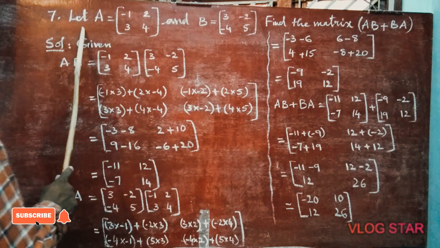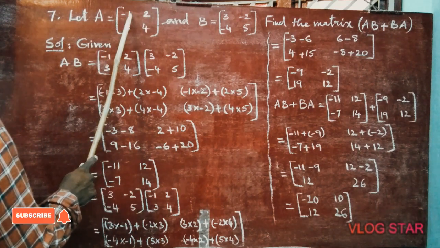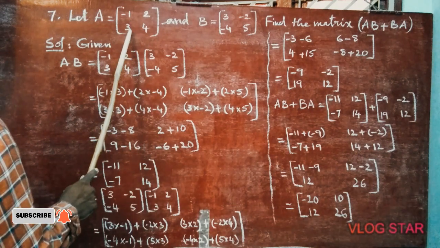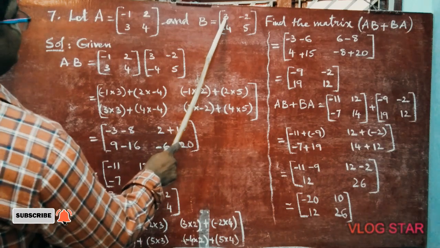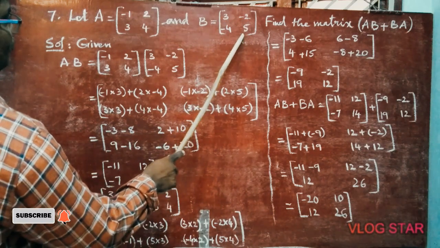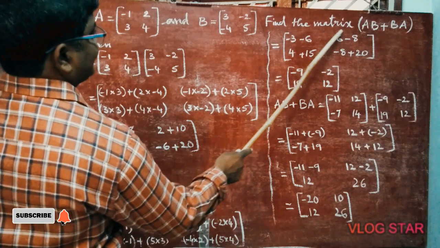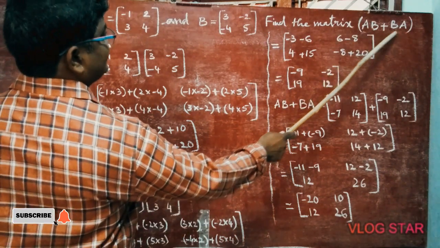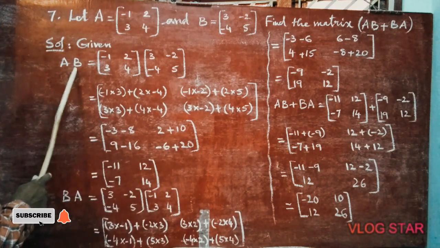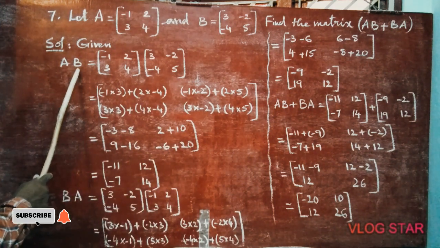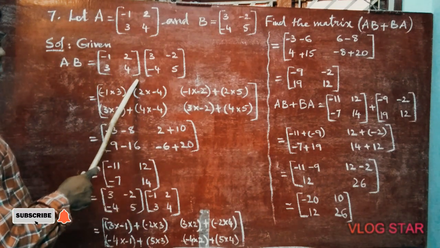Seventh problem. Let A be the matrix minus 2, minus 1, 2, 3, 4, and matrix B is 3, minus 2, minus 4, 5. They are asking to find the matrix AB plus BA. So, solution given. First we have to find AB. What is the meaning of AB? A into B.